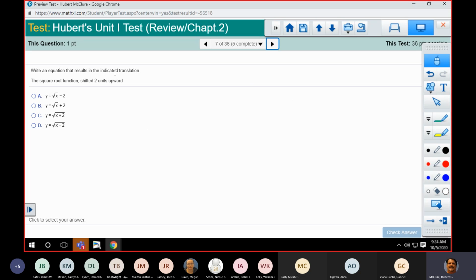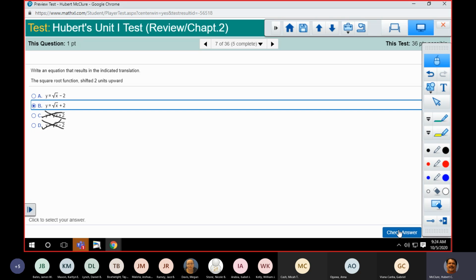Write an equation that results in the indicated translation. The square root function shifted 2 units upward. Which square root function has a vertical shift of 2 up? Well, we know it's not C and D because those are horizontal shifts. So you can take out C and D. So which one has a shift upward? B. Good job, as in bravo.